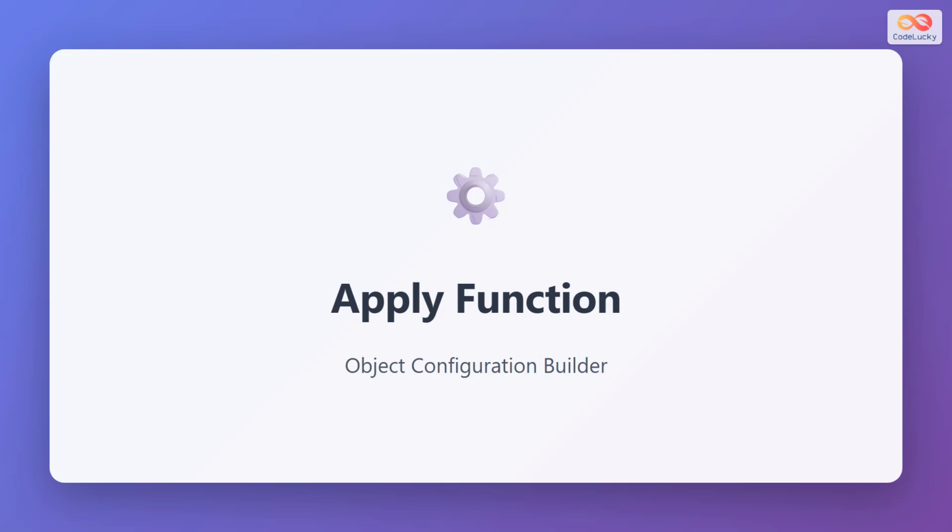Welcome to this tutorial on the Kotlin apply function. Apply is a powerful scope function that helps you configure objects with a clean, builder-like syntax. By the end of this video, you'll understand how to use apply to initialize and configure objects effectively.